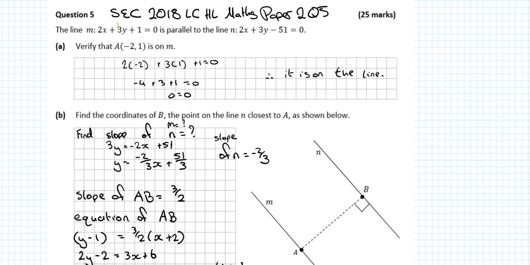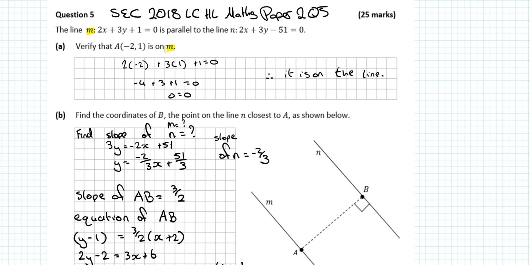Okay, so in this question, we're looking at the SEC 2018 Leaving Cert Higher Level Maths Paper 2, Question 5. It says a line M, 2x plus 3y plus 1 is equal to 0, is parallel to a line N, 2x plus 3y minus 51 is equal to 0. Verify that A(-2, 1) is on M, so it's on this line.